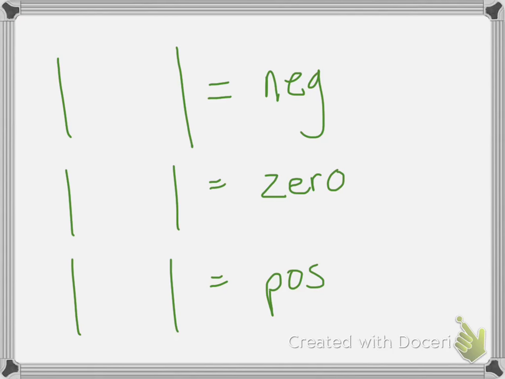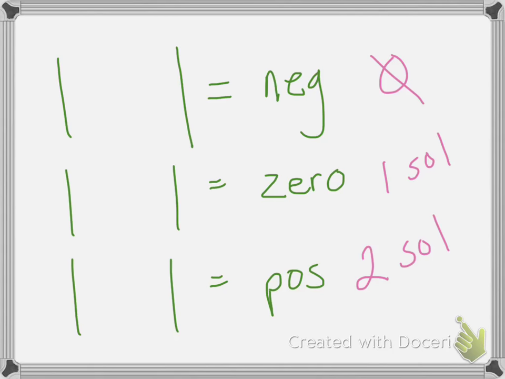Okay. When your absolute value is equal to a negative, what was it? That's right. It's a no solution. When it's equal to 0, how many solutions do you have? You have 1 solution. Equal to a positive, 2 solutions. You'll know that every single time.